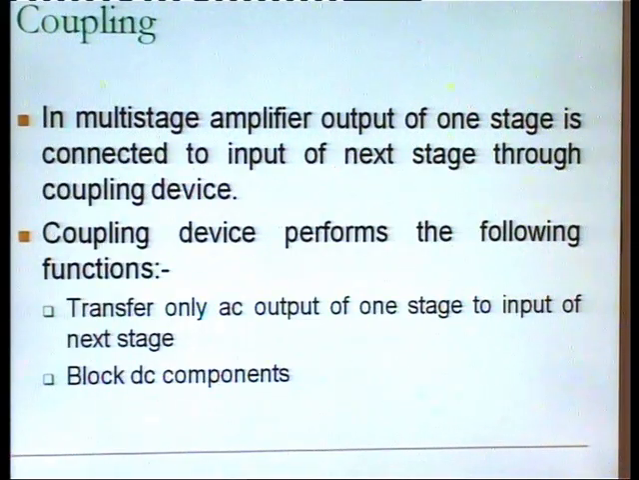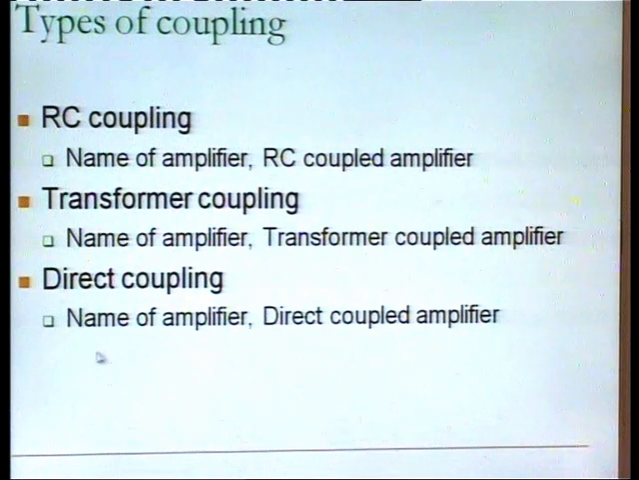Now coupling devices perform the following two main functions. First, they transfer only the AC output of one stage to the input of the next stage, and second, they block DC components. Now, types of couplings: as we couple one stage to another stage, the first stage coupled to the second stage and so on, it depends on how many stages you are employing.